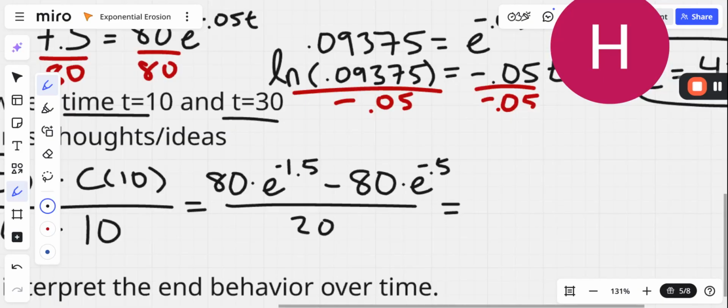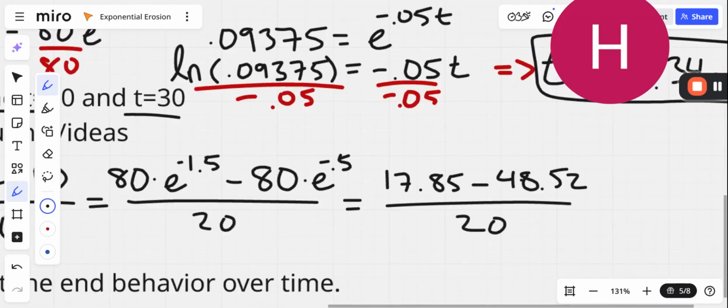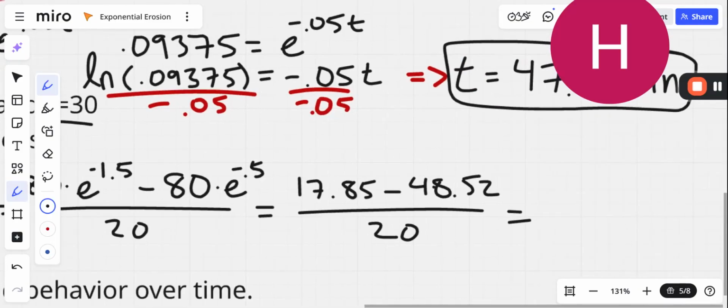So 1.5, make sure you use a negative power, that's for the e, and multiply it by 80. So we have 17.85 roughly, minus 48.52. I think that's a good estimation there. Over 20. So we're going to subtract these. And of course, that's going to give us about negative 30-ish, 31? No, 30.67, over 20.